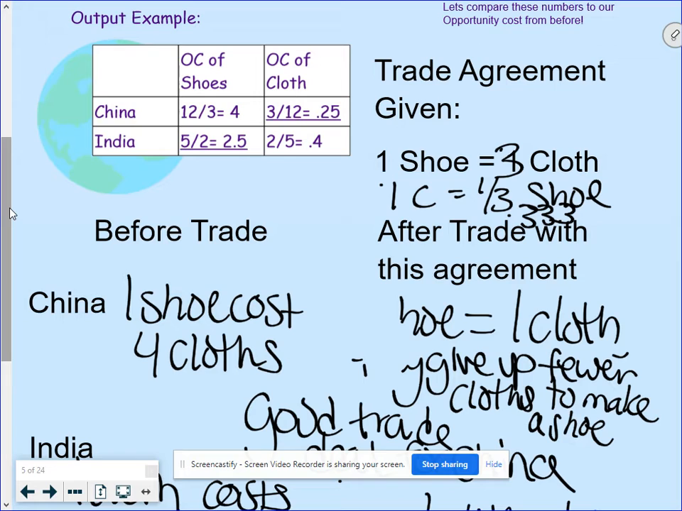If you don't circle your lowest opportunity costs, if you're like, oh, China and India, and you didn't circle it, then you get to this right here, and you have no idea what to compare it to. You're like, okay, one shoe equals 1 cloth. But now, if you have them circled, you compare to the numbers you did not circle. That narrows down what you're looking for. You are now looking for the loser numbers.